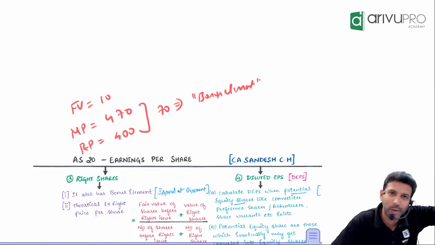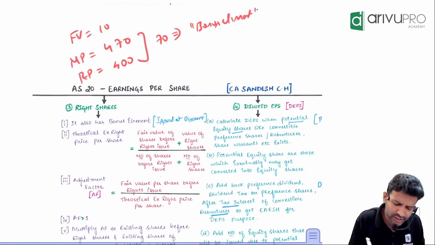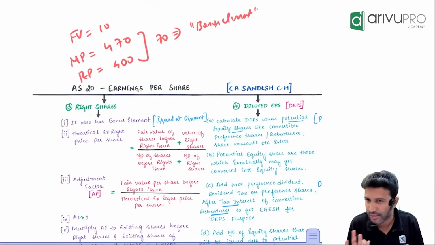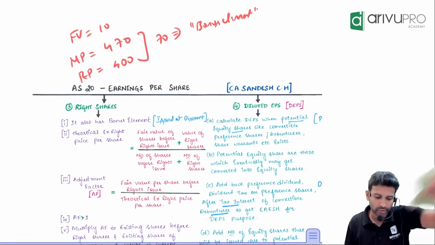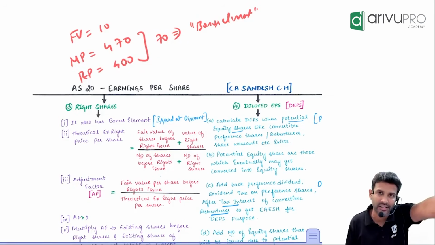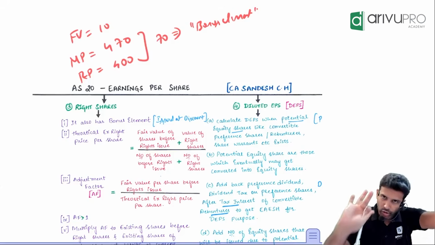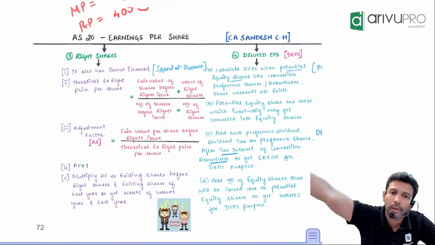So whatever you do for bonus has to be also done for rights. That means this is a better way of testing the students because both concepts get tested. I told you one logical method of solving this where no formula is required. But I had also told you that ICAI gives the right shares answers only in formula. So don't use the logic. We'll have to remember a couple of formulas here and present the answer only in formula.